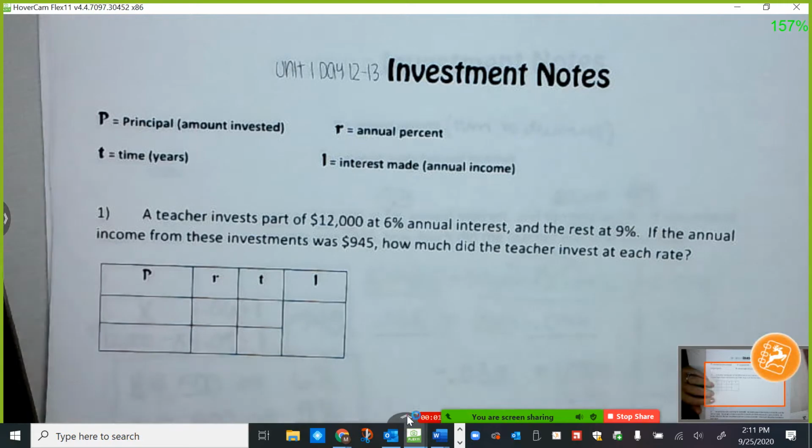Okay, so we're starting investment notes. I want y'all to realize we're still doing application. Phones away. Phones away. This unit is not the easiest, so you definitely need to make sure you're paying attention.